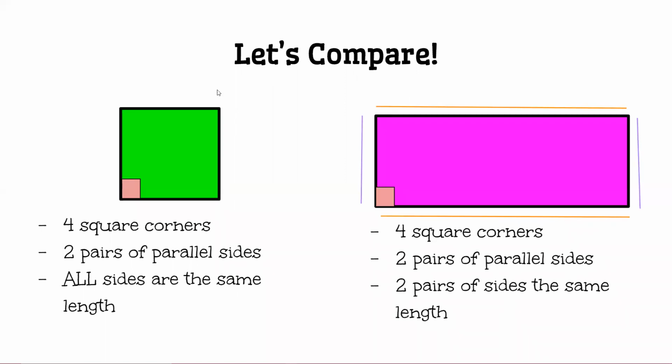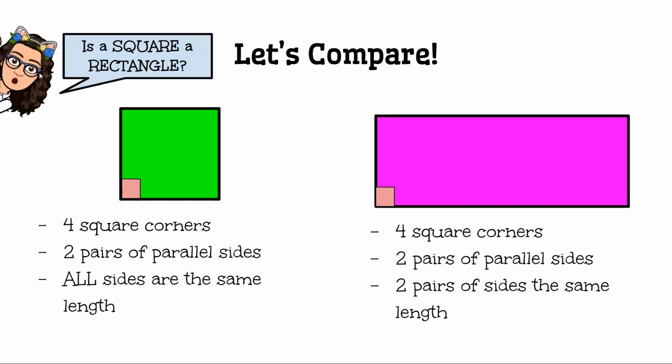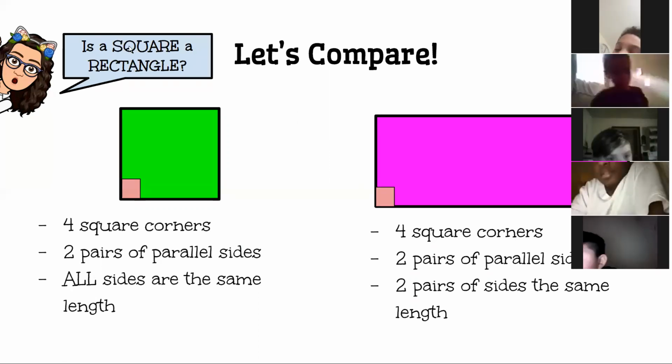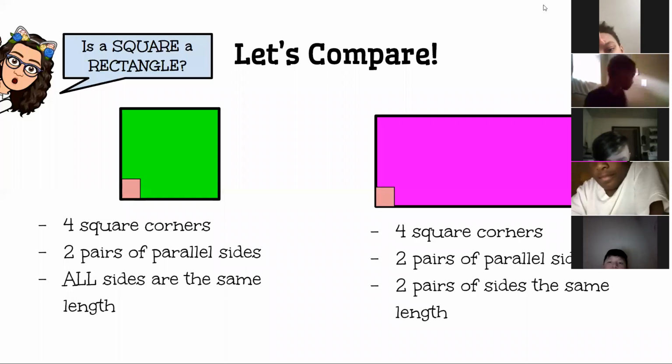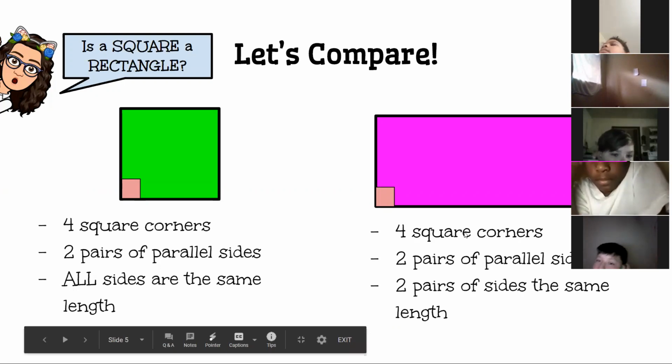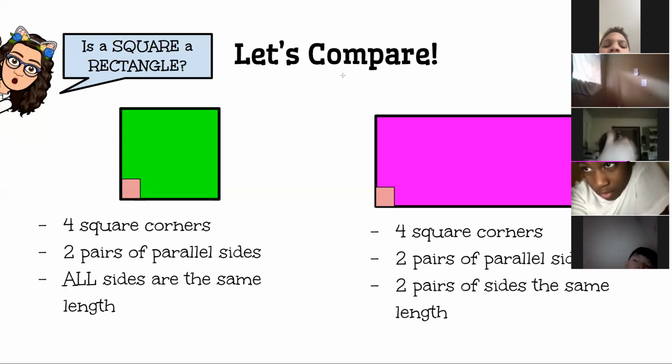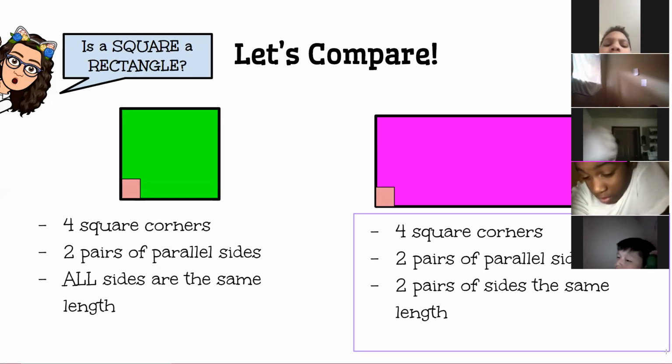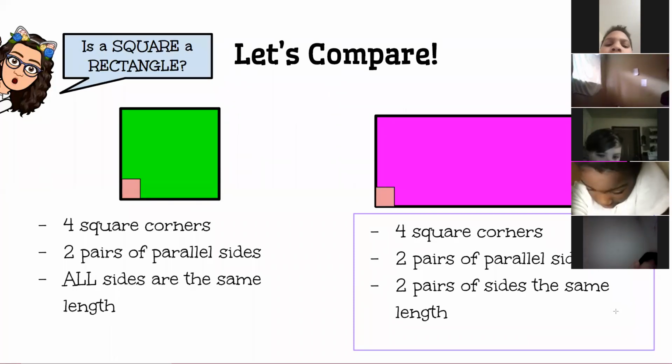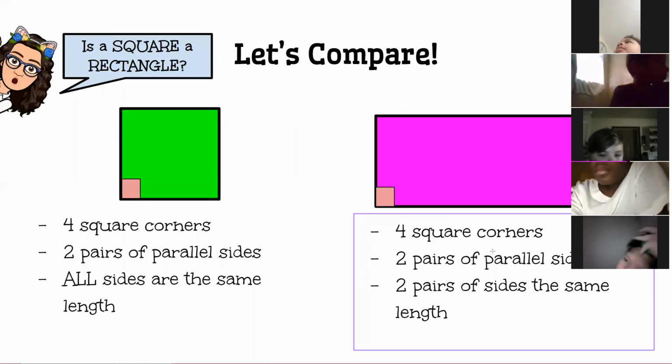Now, I'm going to give you guys a question. Give me a thumbs up or a thumbs down, show me with your thumb. Is a square a rectangle? I want you to look at the attributes of a rectangle right here. Let me put a little box around it so that you can see it. Here are the attributes of a rectangle in purple. Does this square meet these attributes? Is a square a rectangle?